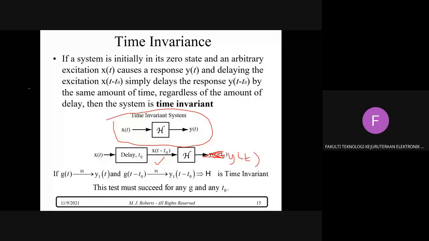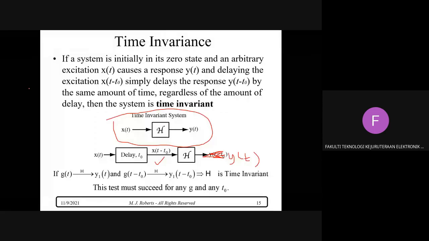Okay, so we said that the system is time invariant. If you have an input delayed by t naught, so you have x(t minus t naught), but your output is only y(t), so this is not time invariant. Why? Because the output should follow the input. If there is a delay by t naught in the input, the output should also be delayed by t naught.